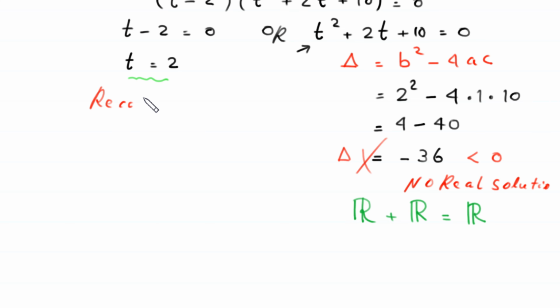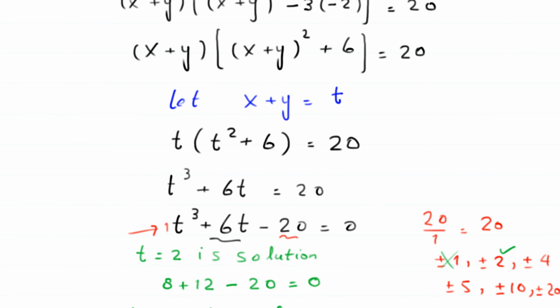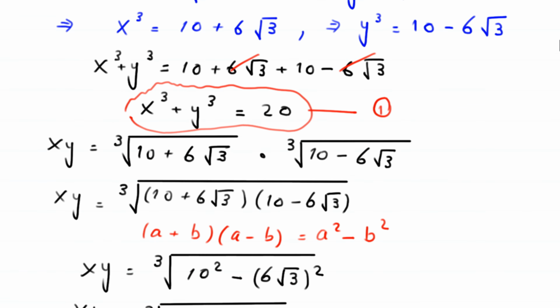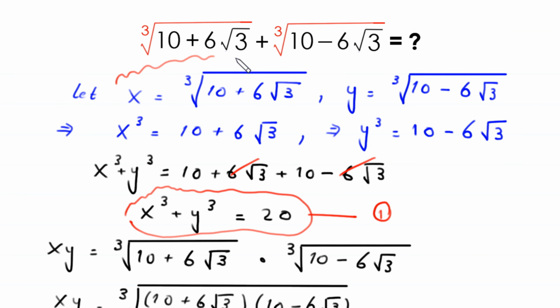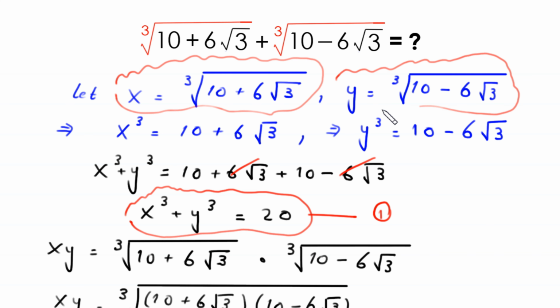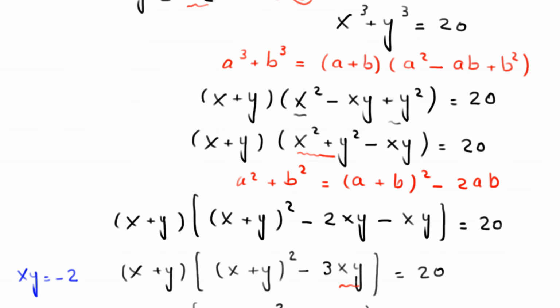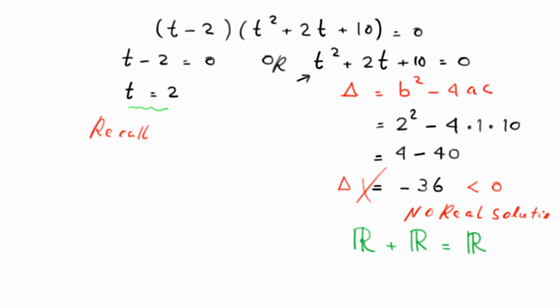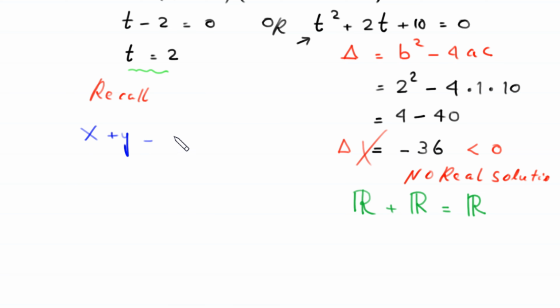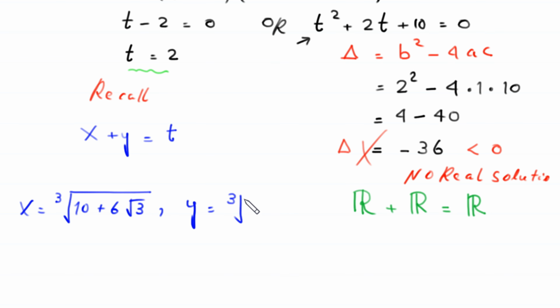Now recall that we have supposed that x plus y is equal to t, and x is our first expression, cube root of 10 plus 6 times root 3, and y is our second expression, cube root of 10 minus 6 times root 3. We have supposed that x plus y is equal to t, and we have supposed that x is equal to cube root of 10 plus 6 times root 3, and we have supposed that y is equal to cube root of 10 minus 6 times root 3.